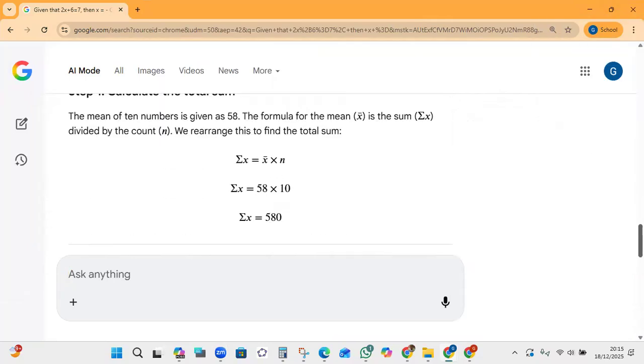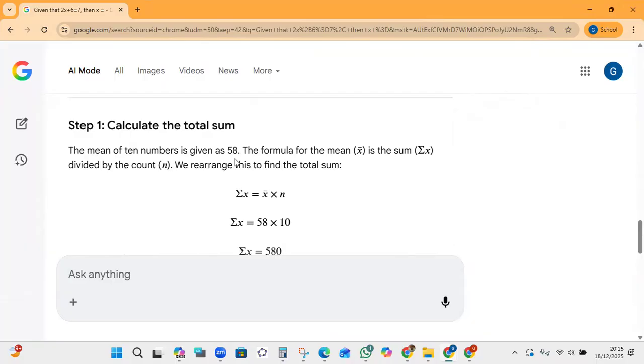So it says step number 1, calculate the total sum. The mean of 10 numbers is given as 58. Now the formula for mean, and that's the symbol for mean, x with a bar on top of it, is the sum, and that symbol looking like an E is the international mathematical symbol for sum, of x divided by the count n.